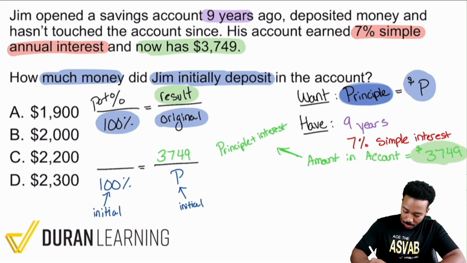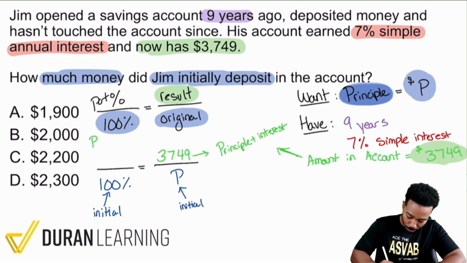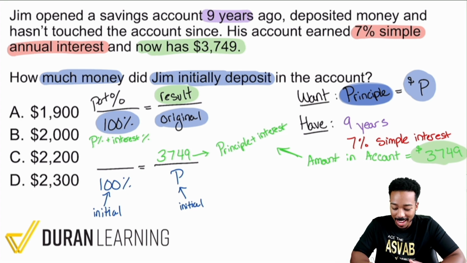Now over here, this is going to be principal plus interest. So this needs to be the principal percent plus the interest percent. That's what that needs to be. Again, it has to match up. If this over here is principal plus interest, this has to be the percent that represents the principal plus the interest. How do we get that?